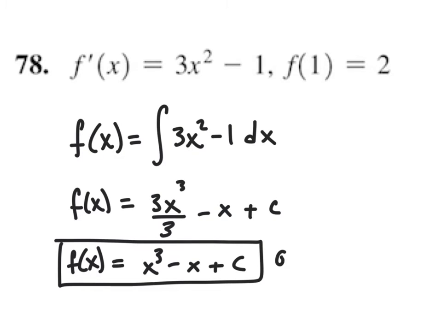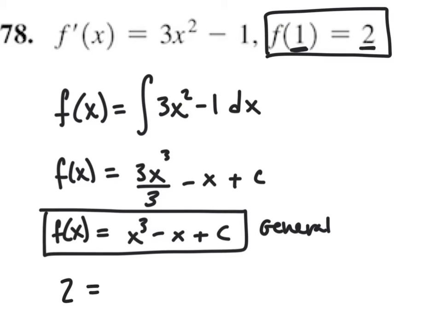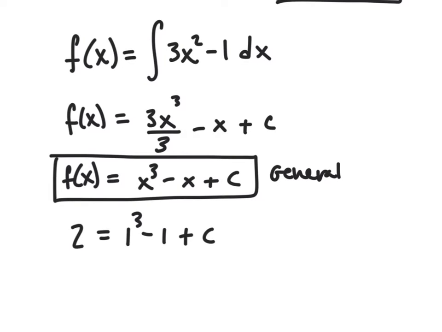So this is my general solution. I'm just going to call it my general. Then I want to use my initial condition here with an x value of 1 and a y value of 2. So I'm going to plug in 2 for f of x, which is my y value, and then I'm going to plug in 1 for x. So I get 1 cubed minus 1 plus c. And so 2 is equal to 1 cubed, which is just 1, minus 1 plus c. This becomes 0, so 2 is equal to 0 plus c. So I know that c is equal to 2.